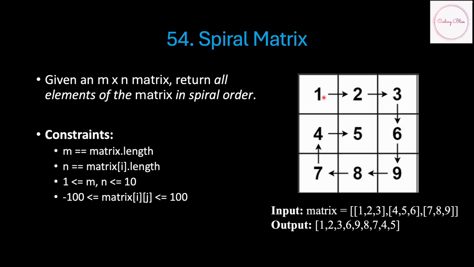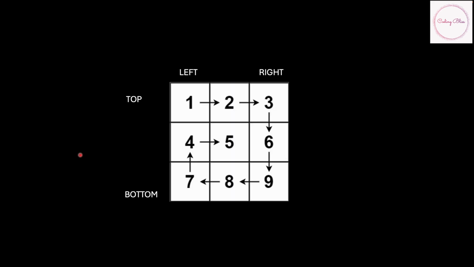So in this case we will return, as you can see, 1, 2, 3, 6, 9, 8, 7, 4 and 5. There are some basic constraints. For example, you have an m by n matrix. That means both m and n can be of different lengths, and matrix of i j has a value range of -100 to 100. So one thing is, you cannot assume it's a square matrix. That's the main thing. Now let's see how to solve this problem.